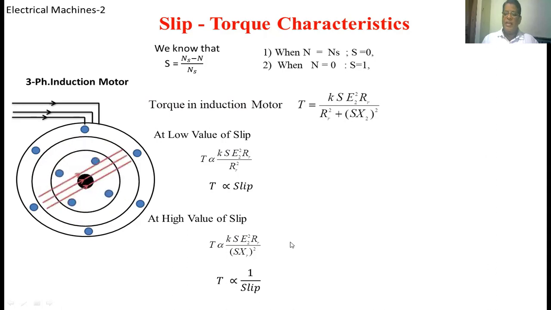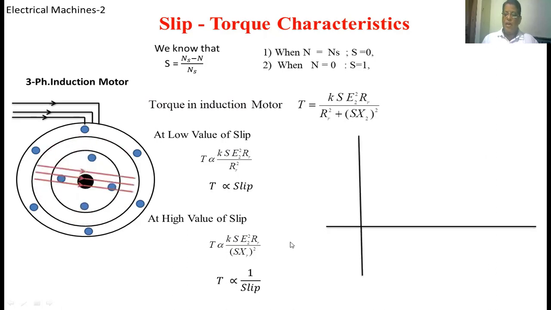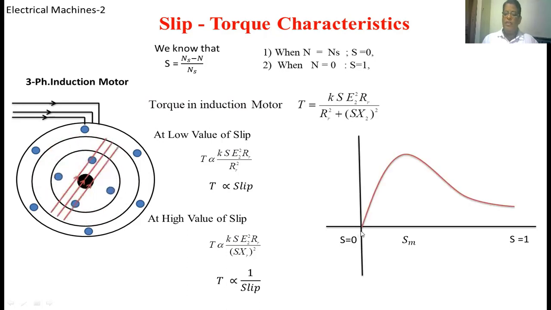Now we have taken the x-axis and y-axis. On the x-axis we have taken the slip. Here at this point we have the slip equal to 0, and at this point we have S equal to 1. At low values of slip, the torque developed in the induction motor is directly proportional to the slip. This is the maximum value of the torque developed in the induction motor, and this is the slip corresponding to the maximum torque.